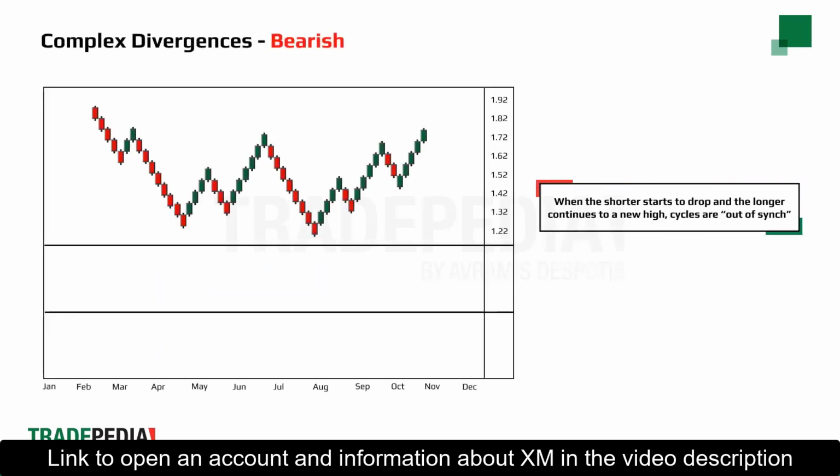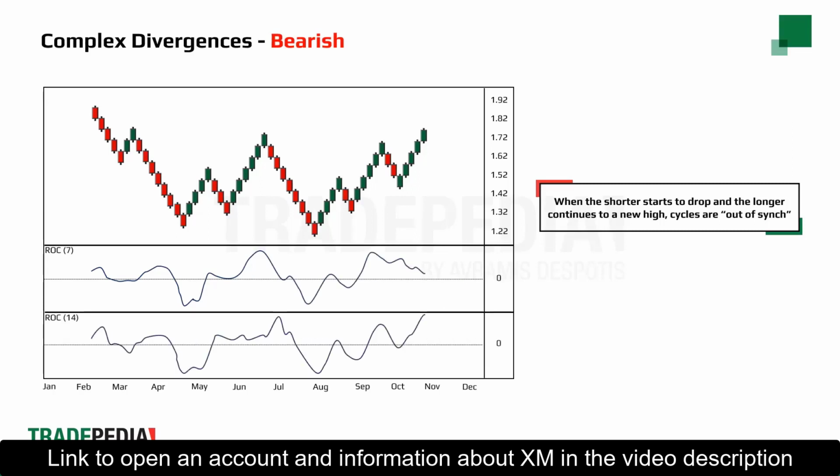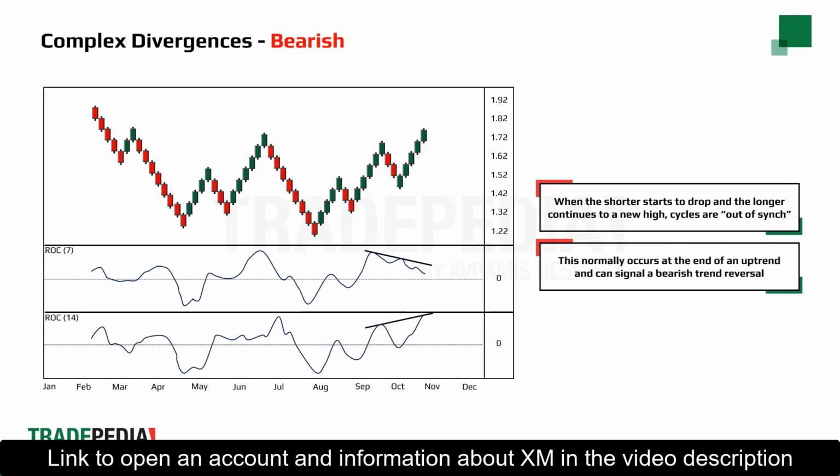When the shorter period indicator reaches a peak and starts to drop towards zero, while the longer continues to rally to new highs, the two cycles are out of sync. This normally occurs at the end of an uptrend and can sometimes signal a bearish trend reversal.